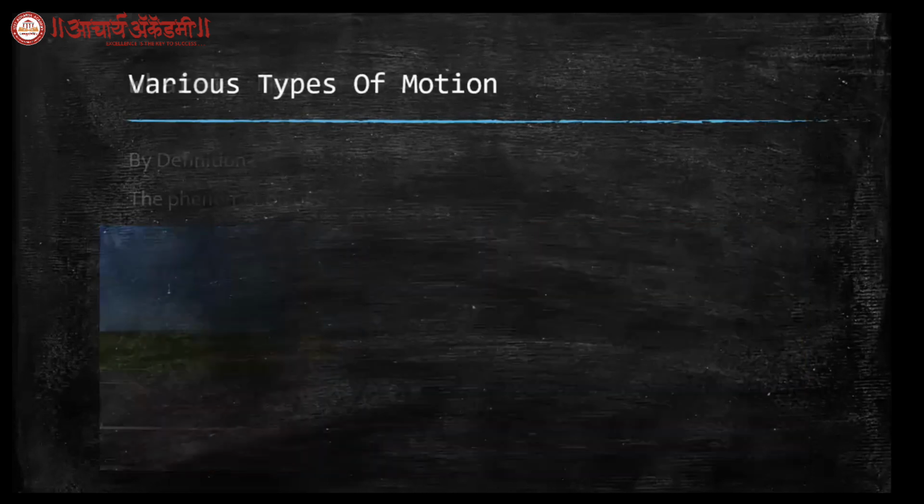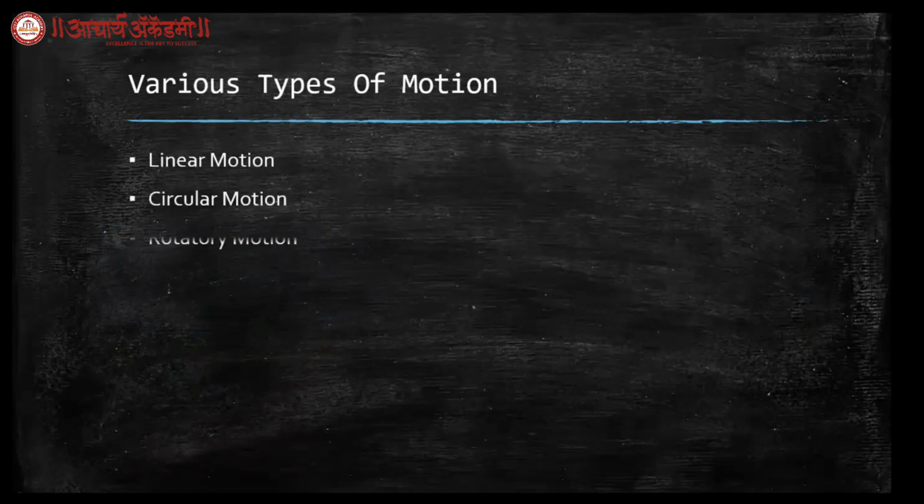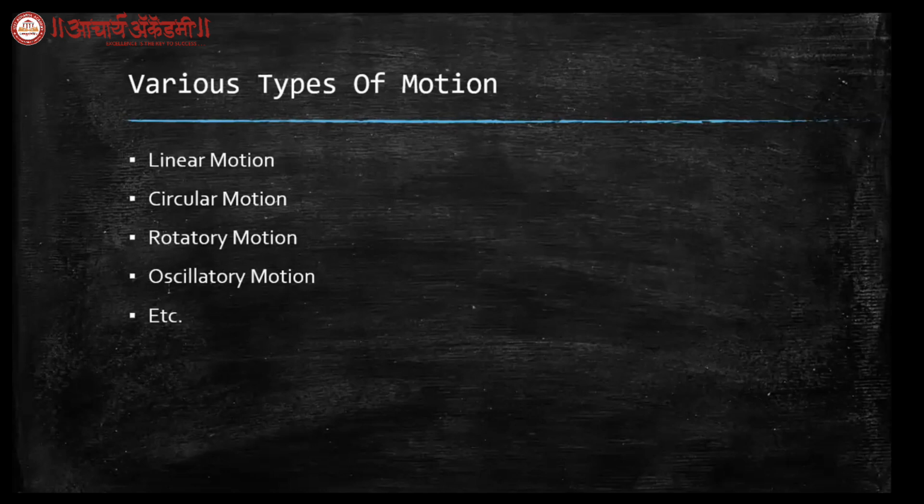Moving forward, various types of motion. Firstly, we will see linear motion, then circular motion, rotary motion, oscillatory motion, etc. These are the subtypes of motion, which we will discuss later in higher classes, and all these topics are very deeply covered in many higher grades. So we are just taking an overview of it.